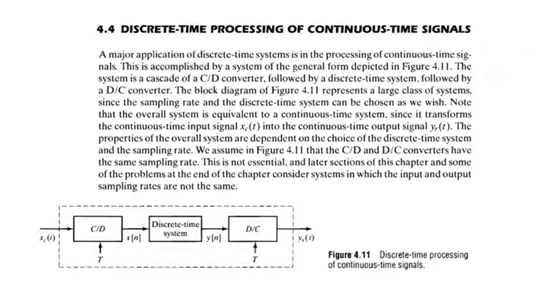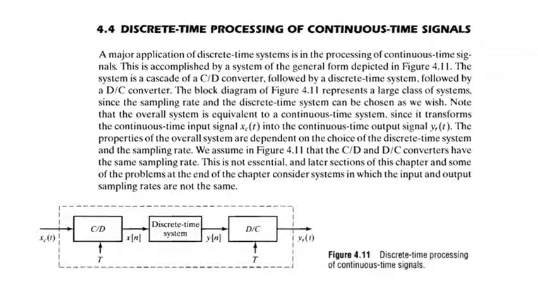As you can see in figure 4.11, this is the discrete time processing of continuous time signals block diagram. Here we have C to D and we have D to C. Now this block diagram represents a large class of systems. The only thing that we need to change is the sampling rate and the discrete time system.